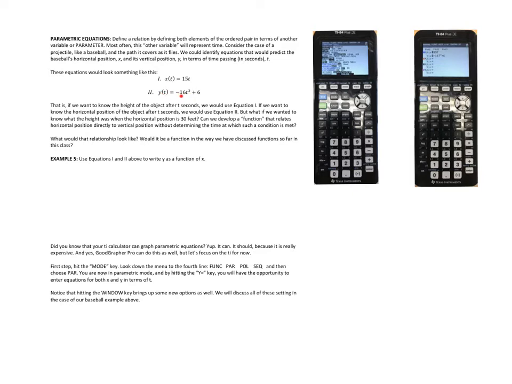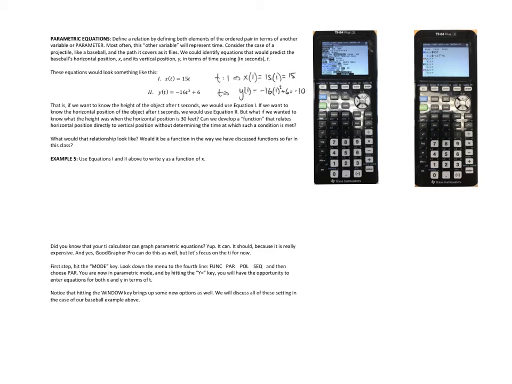I've got one here, y equals negative 16t squared plus 6. The negative would be because we're going downwards, and that's going to give us a negative position. And so we could say, okay, at t equals 1 in this scenario, we could predict the x position at time equals 1 would be 15 times 1, which of course is just 15. And the y position at t equals 1 would be y of 1, which would be negative 16 times 1 squared plus 6, which is going to be what?